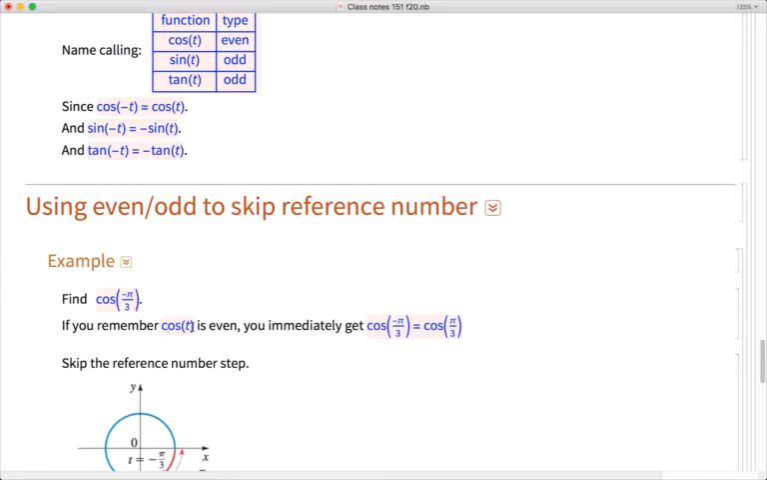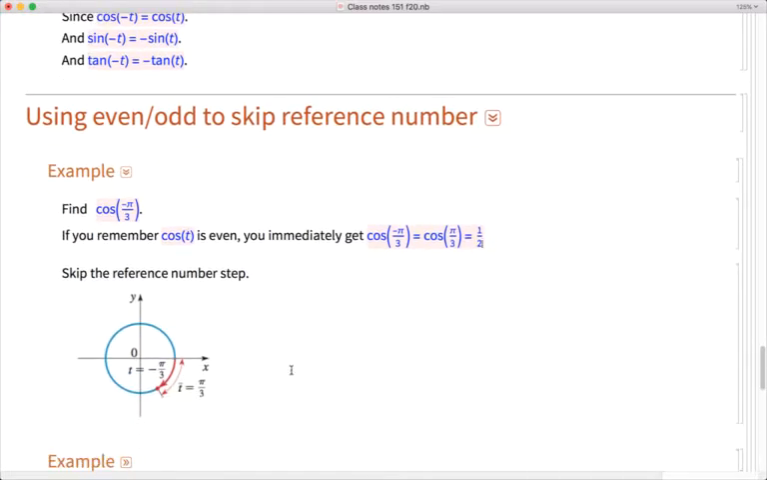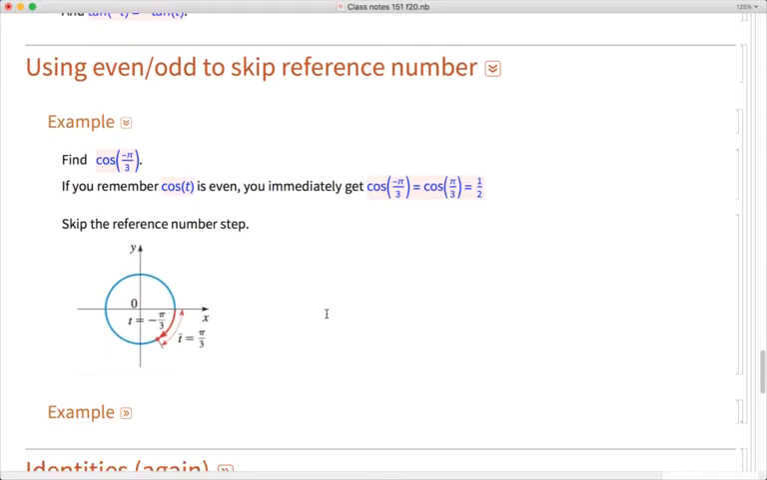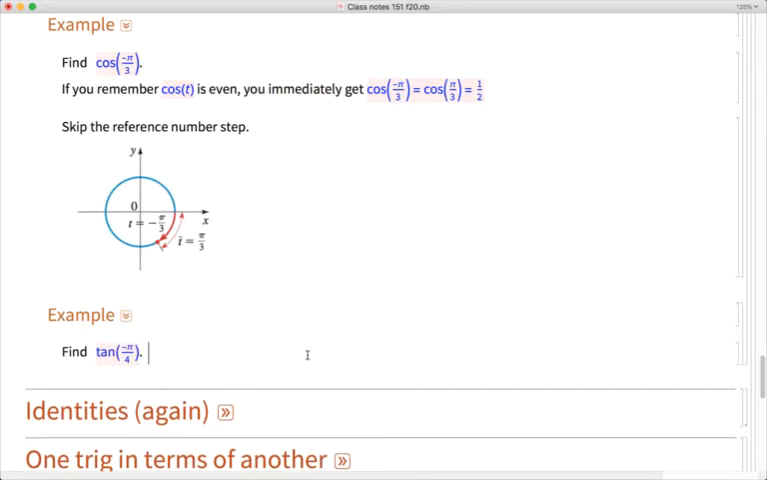So, for example, if we want to compute cosine of negative pi over 3. Well, if you remember that cosine is an even function, that tells you that cosine of negative pi over 3 should be exactly the same as cosine of pi over 3. Okay, so pi over 3, that's a steep angle. We want the x-coordinate. The x-coordinate should be the small number. Okay, so if you remember this even property for cosine, you get to skip past thinking about the reference numbers as a separate thing.